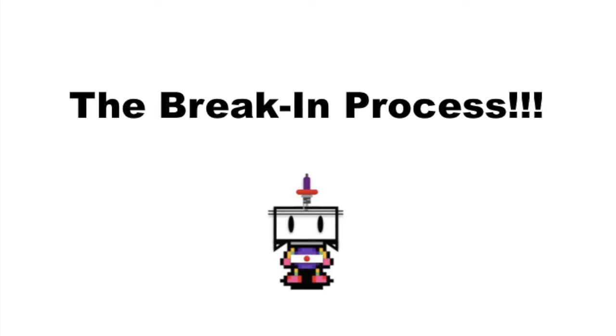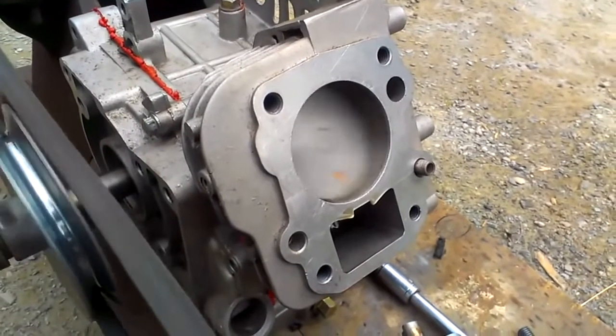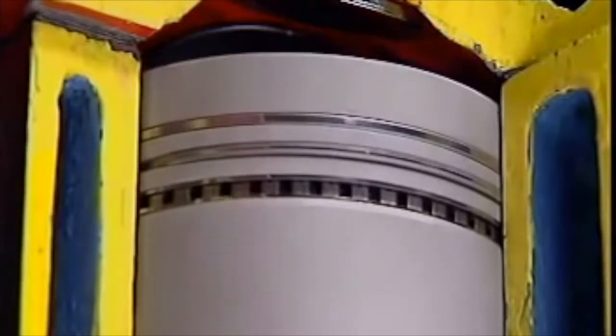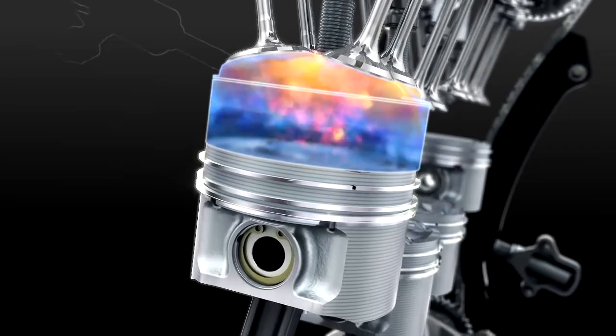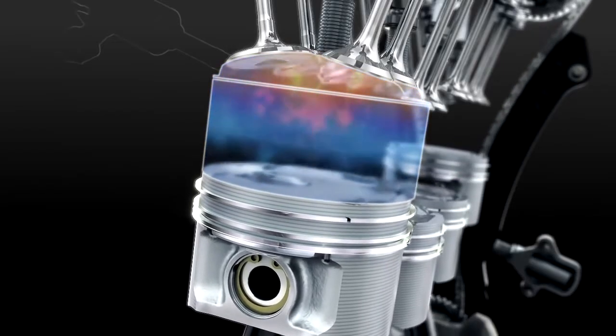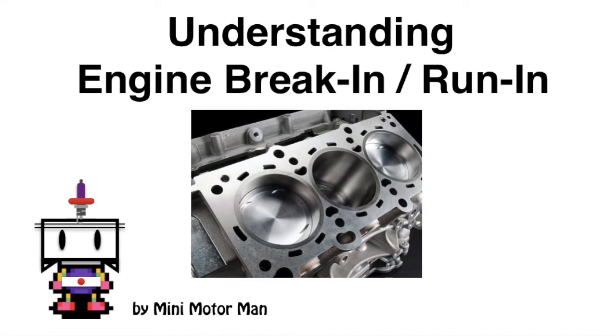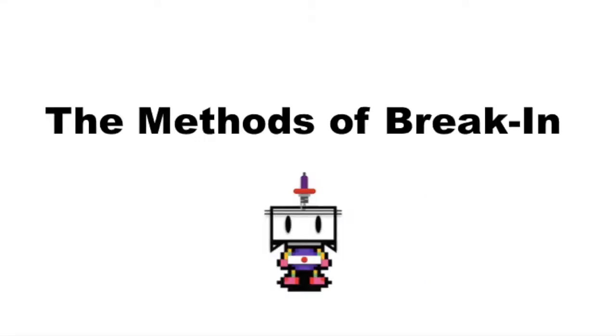Sigh of relief. The run-in or break-in is that rubbing of these two parts together to create the smooth sealing surfaces between the two so that they seal against losing precious combustion gases. And that's the whole point of running in or breaking in. Now we're going to explore the various ways people run in their engines and also why.